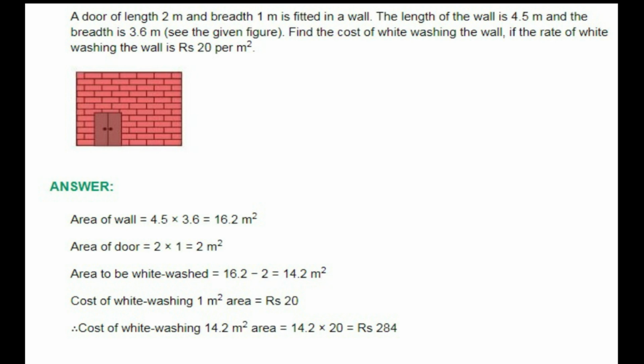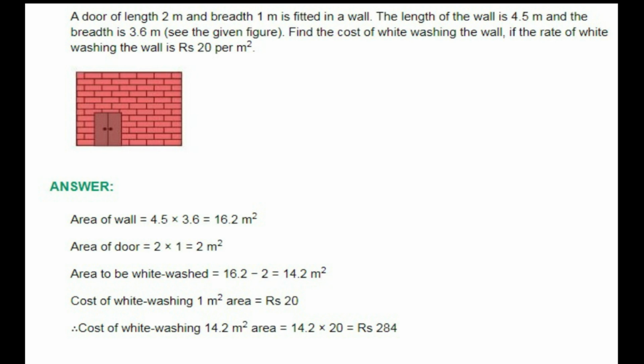In order to find the area of the wall that needs to be whitewashed, we have to find the area of the wall and the area of the door. First we find the area of the wall. The length of the wall is 4.5 meter and the breadth is 3.6 meter, and the length of the door is 2 meter and the breadth is 1 meter. So the area of the wall is 4.5 into 3.6, length into breadth, and it is coming as 16.20 meter square.